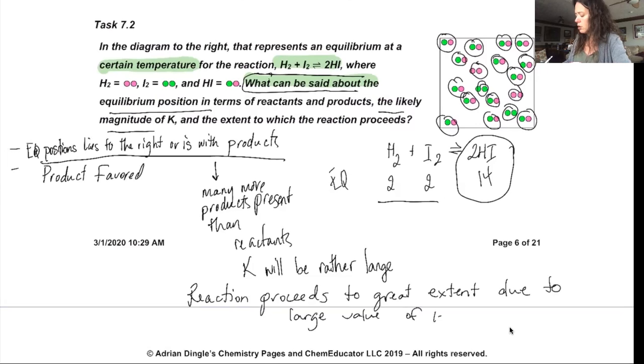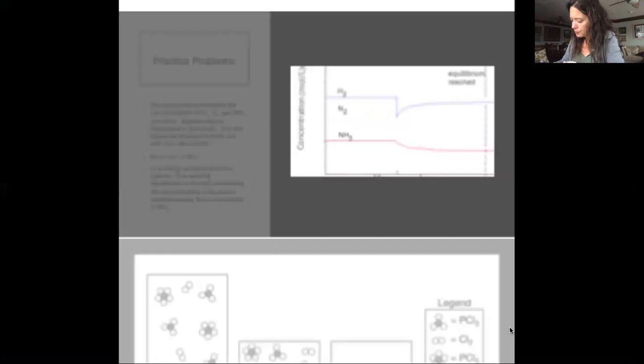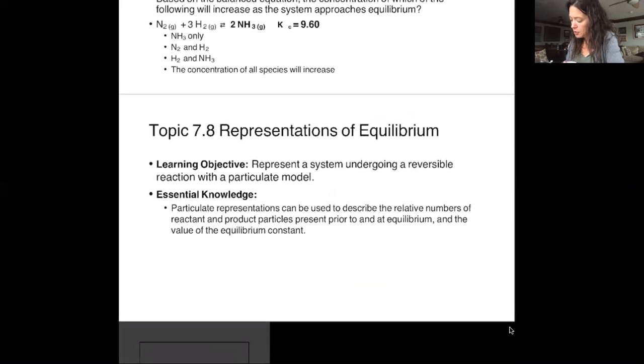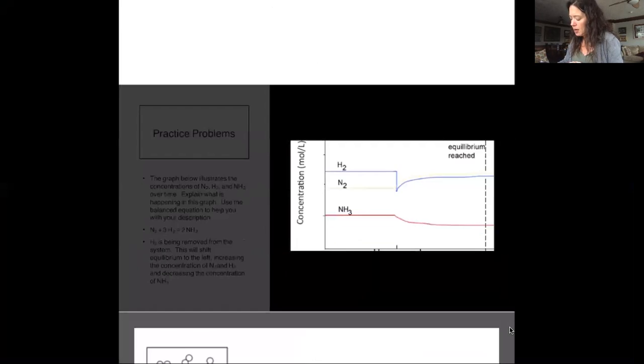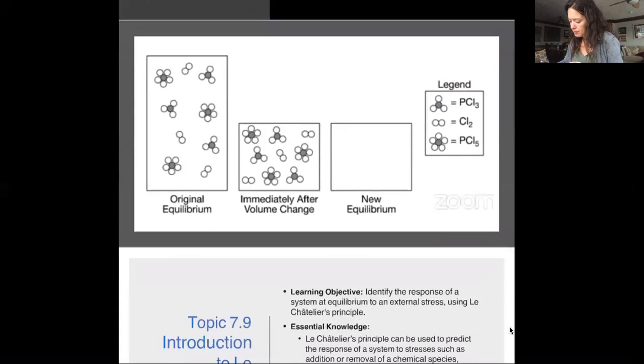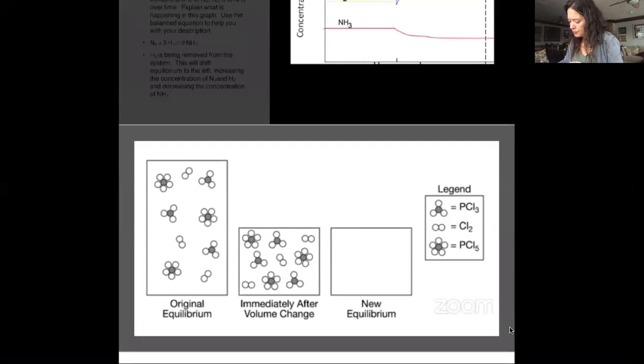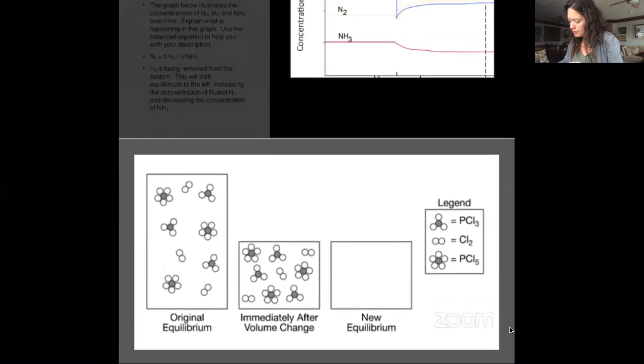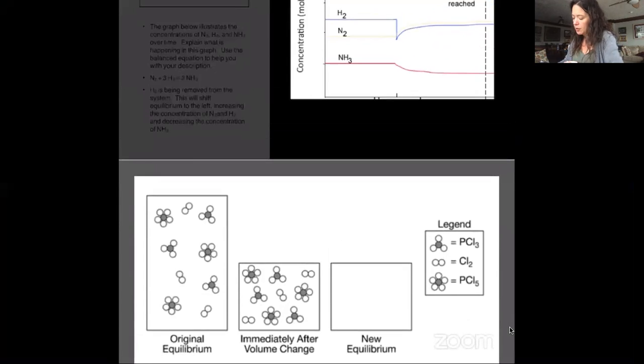Let's look at what we have available to us in our PowerPoint. There's not much. There's what you need to know. Your objective: represent a system undergoing a reversible reaction with a particulate model. Particulate representation can be used to describe the relative numbers of reactants or products prior to and at equilibrium.